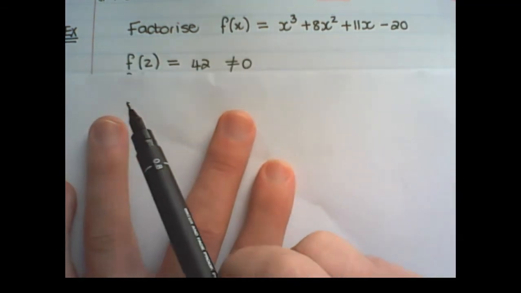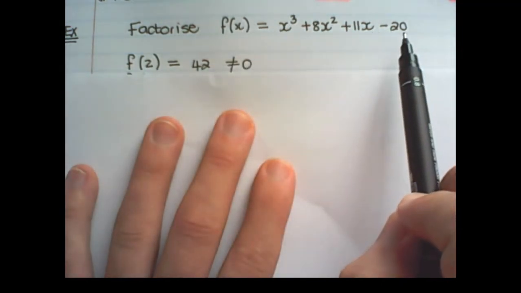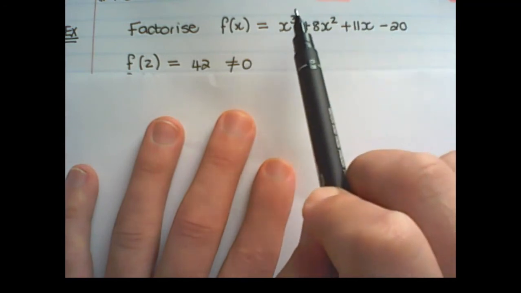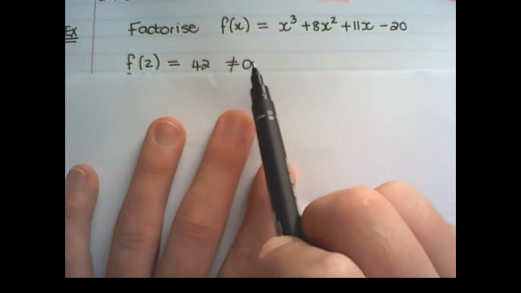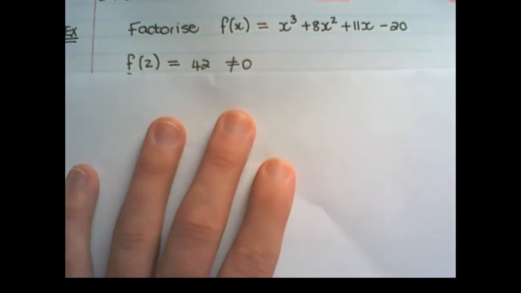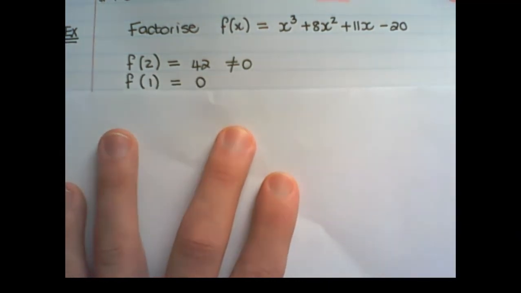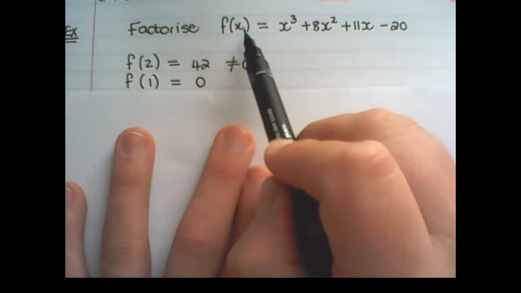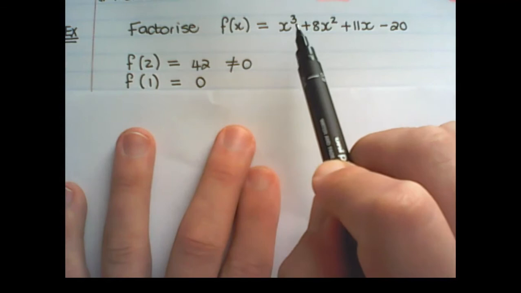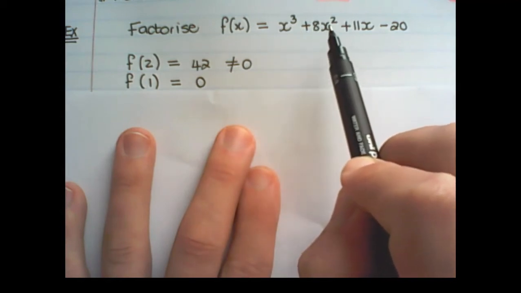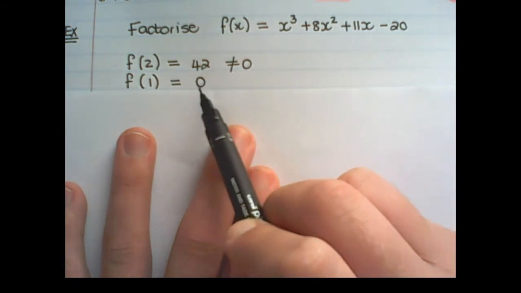So for example, if I replace x with 2 in this expression, the value of this expression becomes 42. Now 42 is not 0 and therefore I don't have a factor. And then I choose another value of x. If I substitute x with 1 in the whole expression, meaning 1 cubed plus 8 times 1 squared plus 11 times 1 minus 20, it is equal to 0.